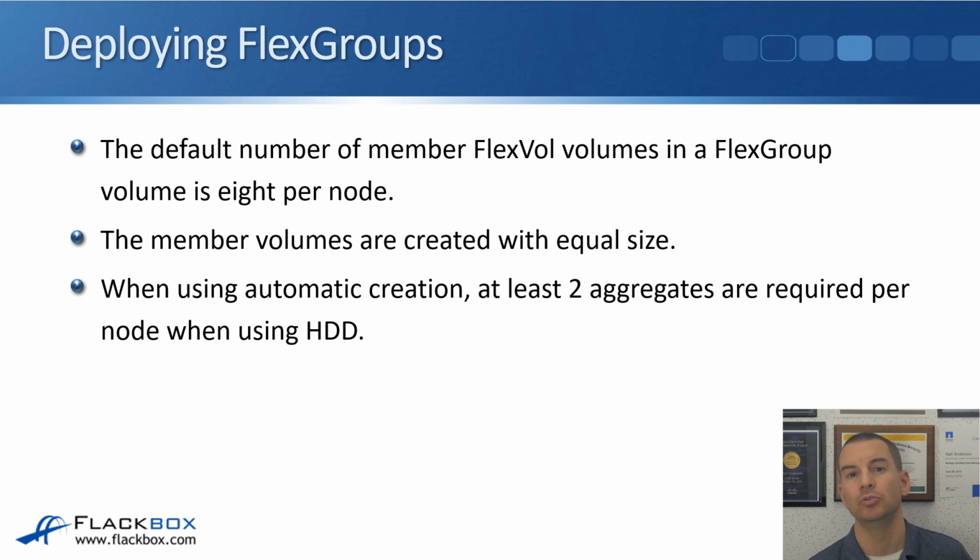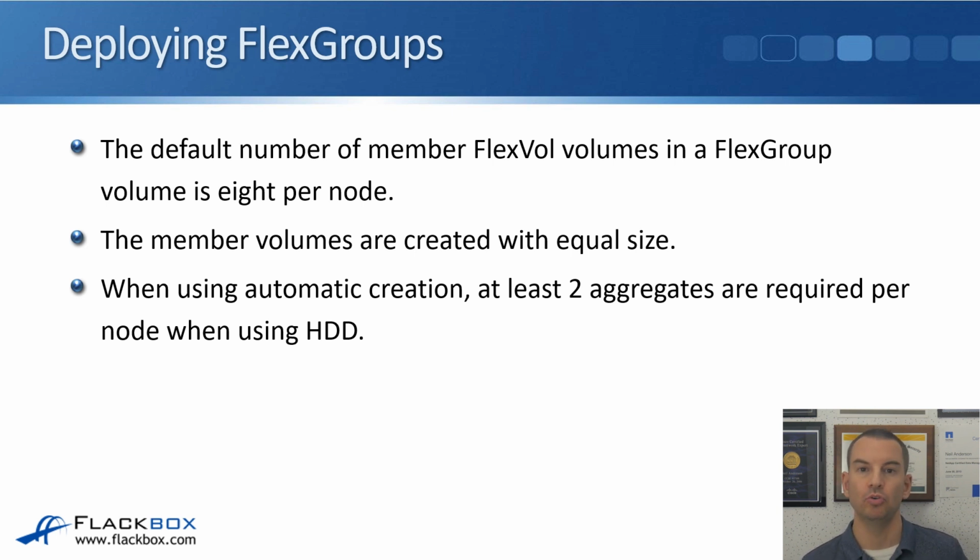Let's say that you have got a 2-node cluster and you're going to create a FlexGroup which is going to be size 160 terabytes. Well, you have got 2 members and there's going to be 8 volumes per node. So 2 times 8 is going to be 16 actual member volumes are going to be created. We specified that the size of the FlexGroup is 160 terabytes. So that's going to be 10 terabytes per member volume.